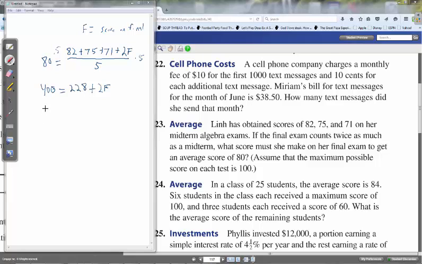Alright, move the 228 over. That should be 172. Yep. Equals 2f. Divide out the 2. Didn't actually write that. Minus 228. Divide by the 2, you get f equals... that should be 86. 86.